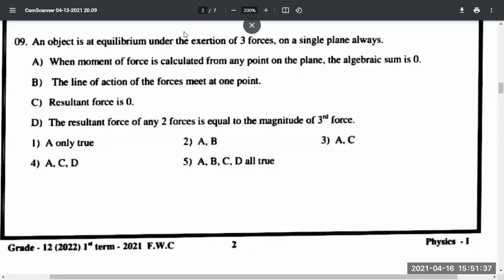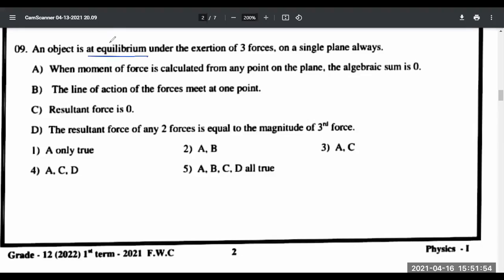Question number 9. What does it say? An object is at equilibrium under the exertion of 3 forces on a single plane. When the moment of force is calculated from any point, the object is at equilibrium. So what is the condition for an object to be at equilibrium?